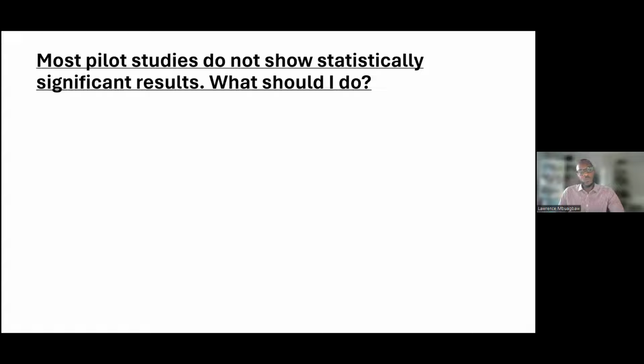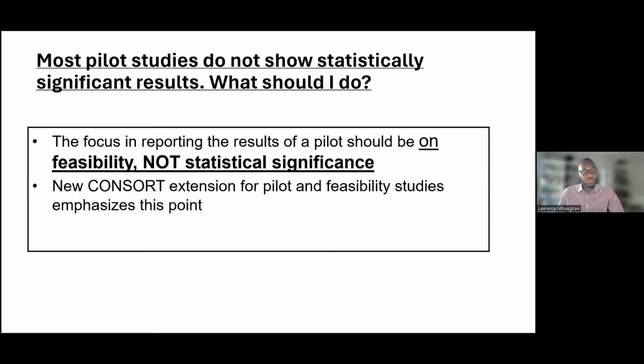So most pilot studies do not show statistically significant results, and people don't know what to do, right? But again, the focus in reporting the results of a pilot study should be on feasibility, not statistical significance, right? And there is a CONSORT extension for pilot and feasibility studies, which clearly emphasizes this point. You're expected to report the results of the outcome in both arms with 95% confidence intervals, and not to do any hypothesis testing because you're underpowered for hypothesis testing.